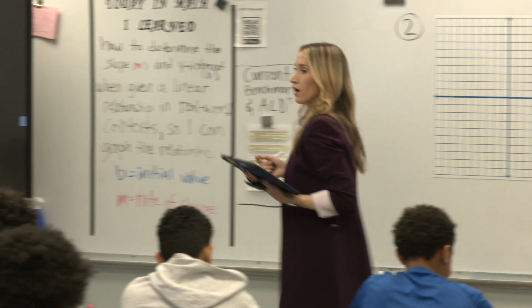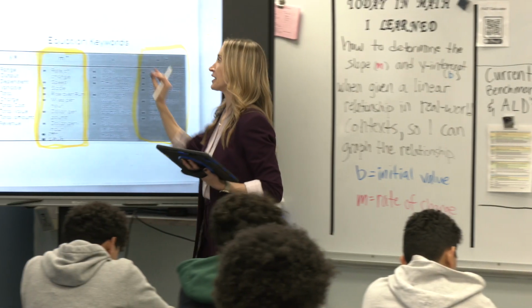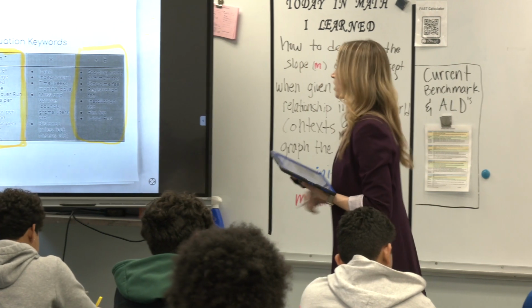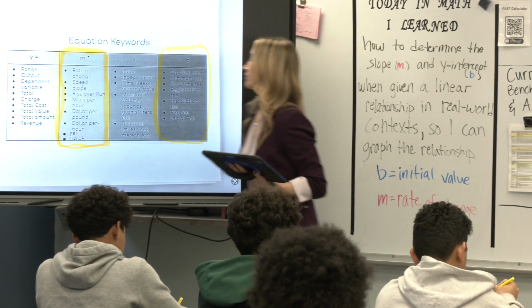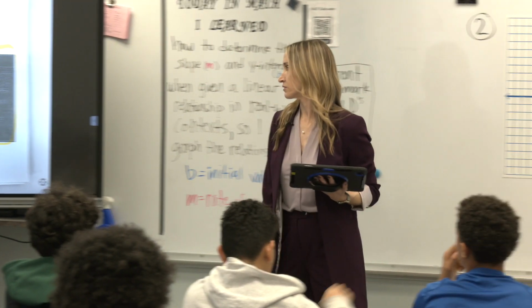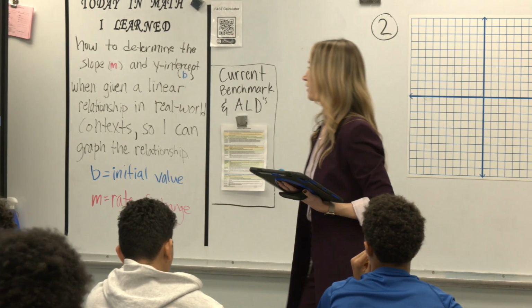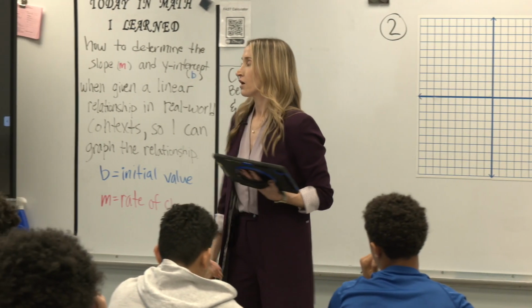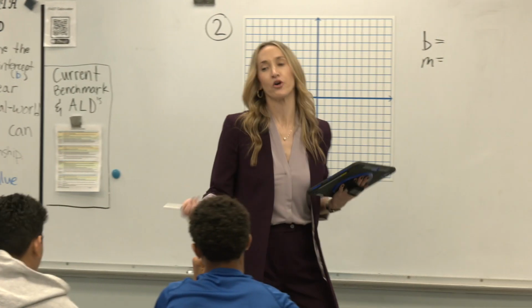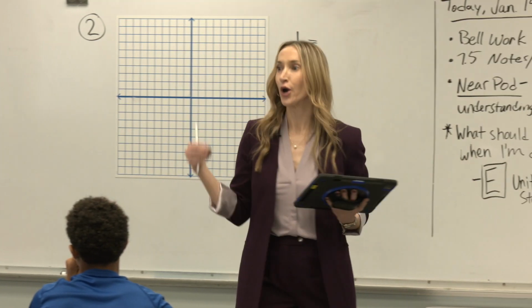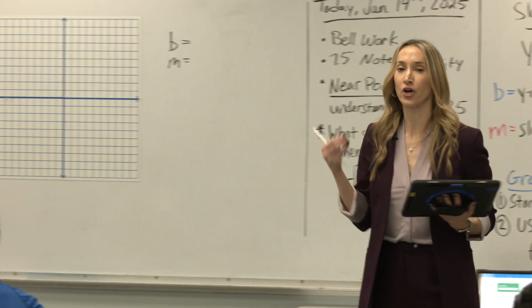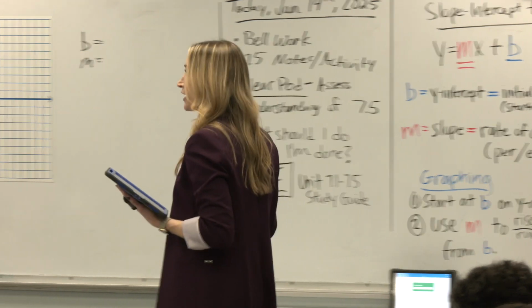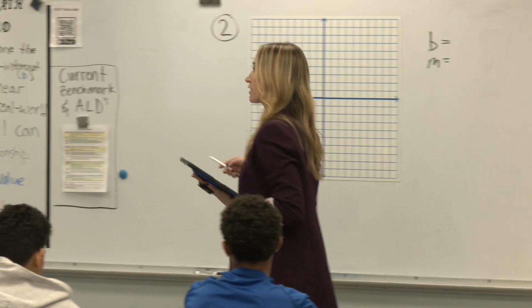All right, Trayshawn, read some words that could mean m, the slope, in the real world. Speed, miles per hour. Rate of change, speed, slope, rise over run, miles per hour, dollar per pound, dollar per hour, and per and each. What word did he say over and over again? Per. When you see the word per in a real world word problem, then you need to know that's a rate, and rate in the real world is my slope, okay?